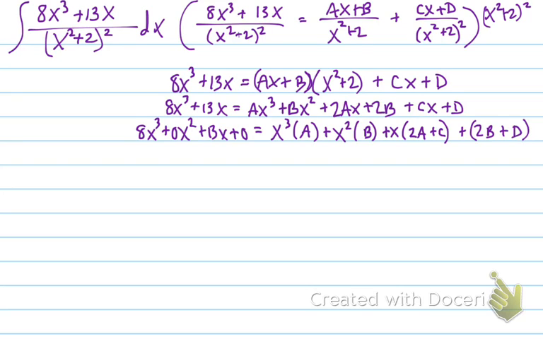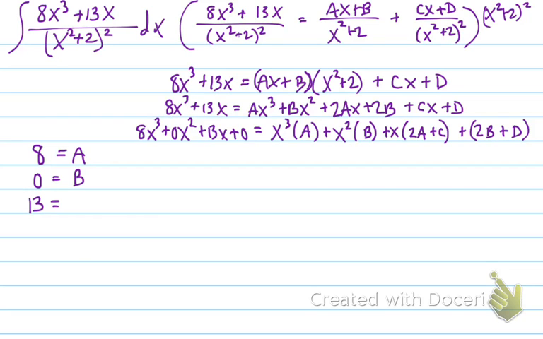For the x cubed terms, I'm going to set the coefficient of x cubed, which is 8, equal to the coefficient of the x cubed term on the other side, which is a. So now all of a sudden I know what a is. A is 8. For the x squared term, I'm going to set 0 equal to the coefficient of the x squared term on the other side, which is b. Oh, now I know what b is. B is 0.